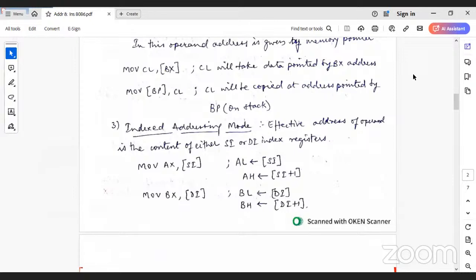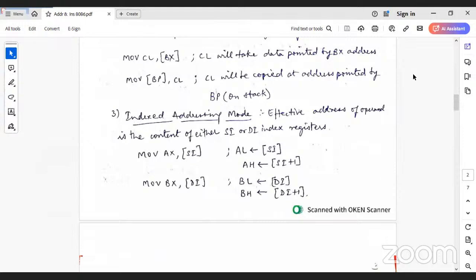So if you see what I have written after the instruction, the contents of the address location given in SI are copied into AL, and the SI plus 1 address location's contents are copied into AH. Since we have only two index registers, SI and DI, only those can be used for indexed addressing mode.